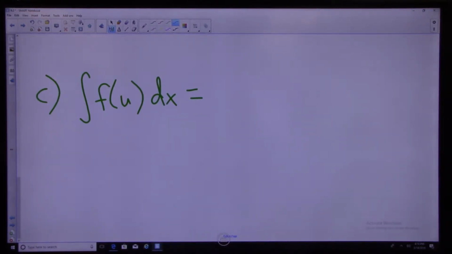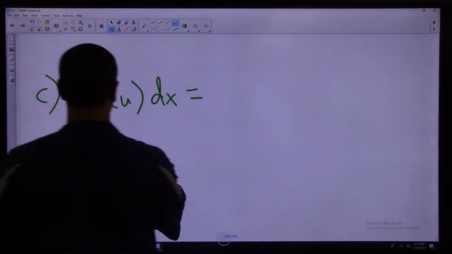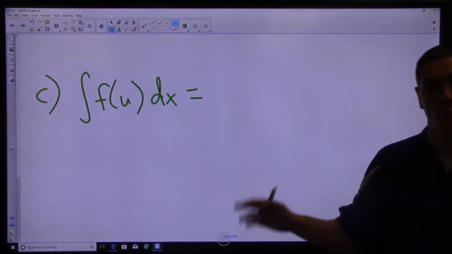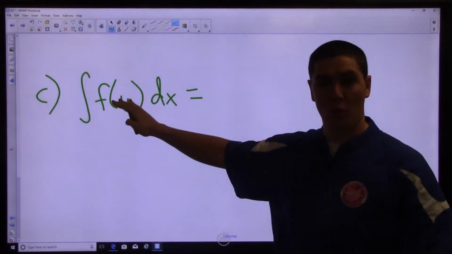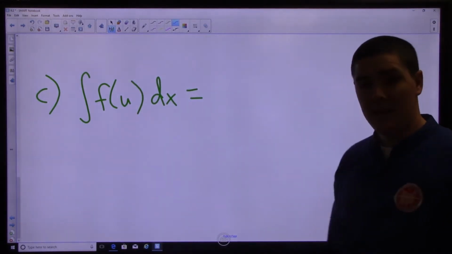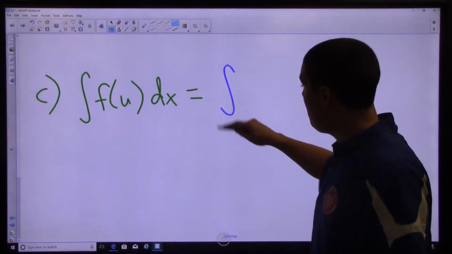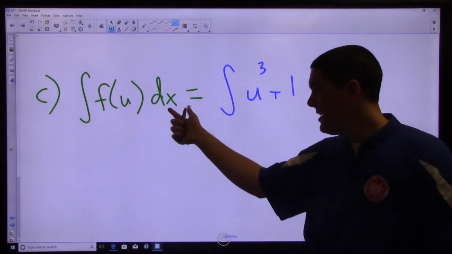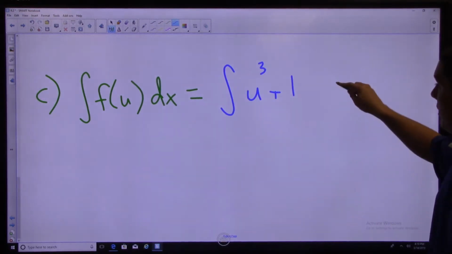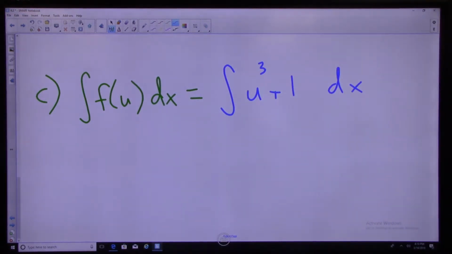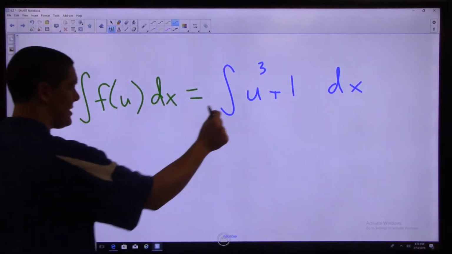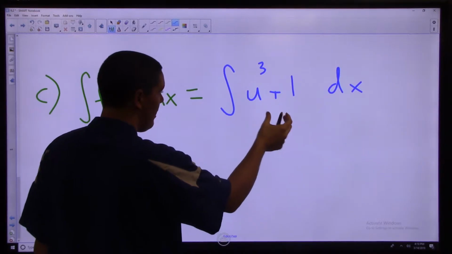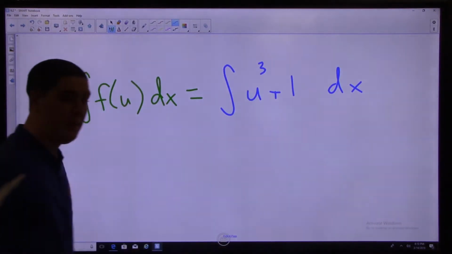Let's do this last one. We got the integral of f of u du. Well, again, we know what f of u is. All it means is we got to plug u in wherever we see x in the f function. So this is the same thing as the integral of u cubed plus 1, but this is telling me I want to integrate with respect to x. So dx. So right now, I don't have x's here.